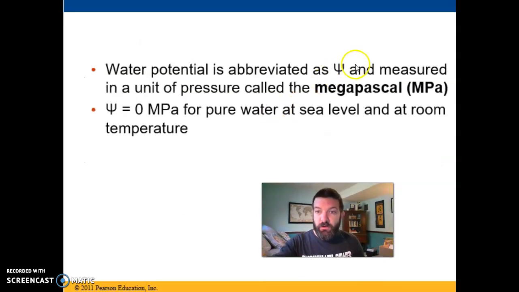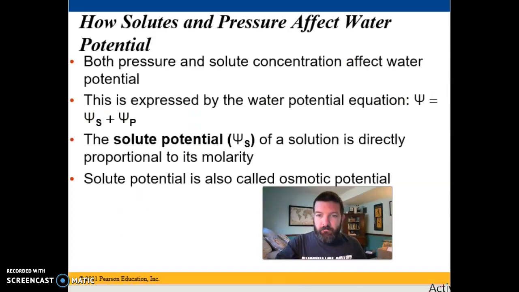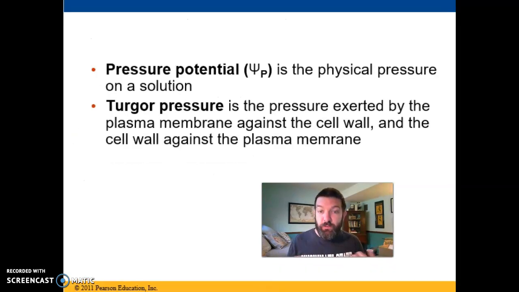You may see this unit, megapascals, abbreviated like this to talk about water potential. And for pure water with no solutes at sea level at room temperature, it is 0. One way to describe this is that water potential is equal to the solute potential plus the pressure potential. And again, solute potential is proportional to its molarity, so it's total concentration of solutes. And pressure potential is the physical pressure on a solution. Again, like your heart contracting. But in this case, it's less to do with contraction and more to do with cell walls.